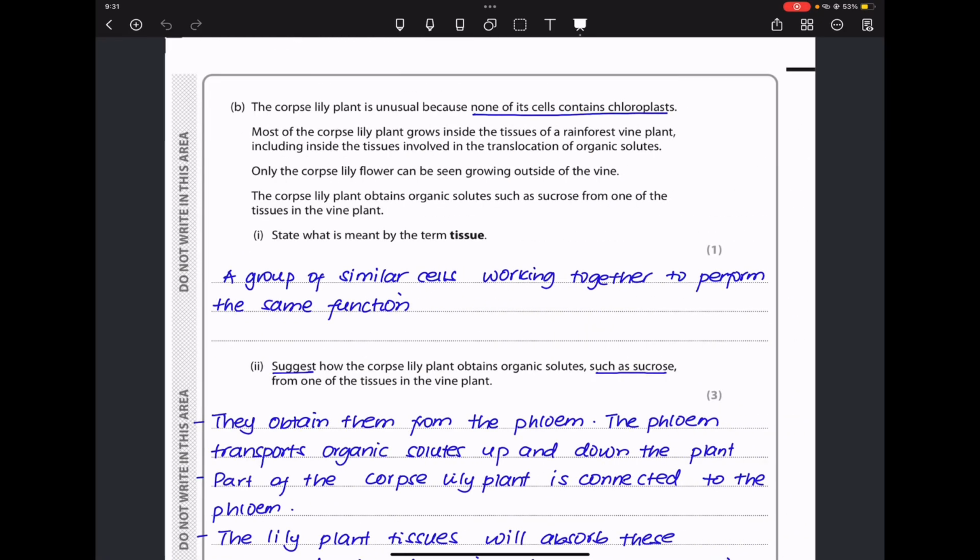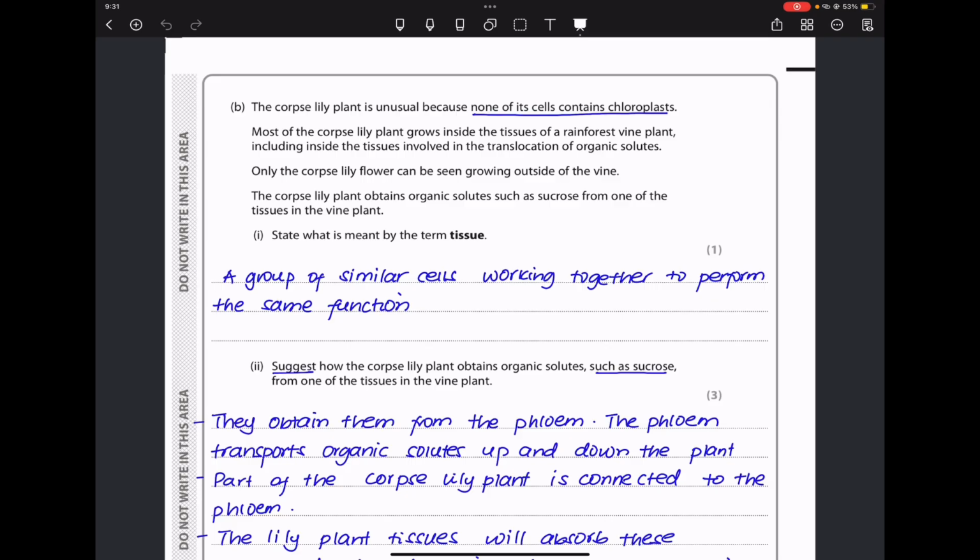The corpse lily plant is unusual because none of its cells contain chloroplasts. Most of the corpse lily plants grow inside the tissues of a rainforest vine plant, including inside the tissues involved in translocation of organic solids. Only the corpse lily flower can be seen growing outside the vine. The corpse lily plant obtains organic solids such as sucrose from one of the tissues in the vine plant.